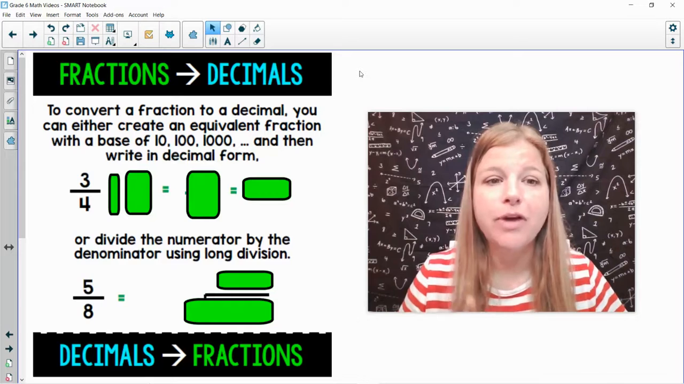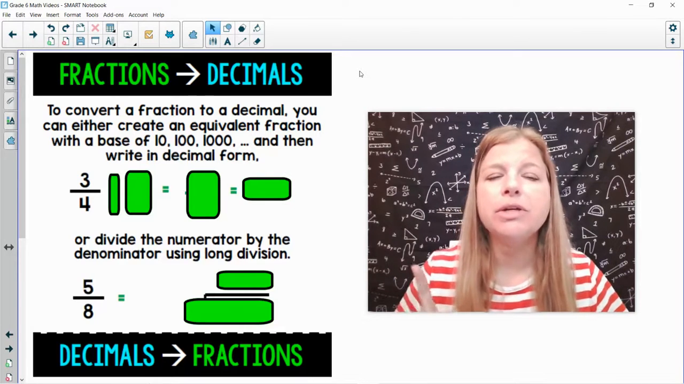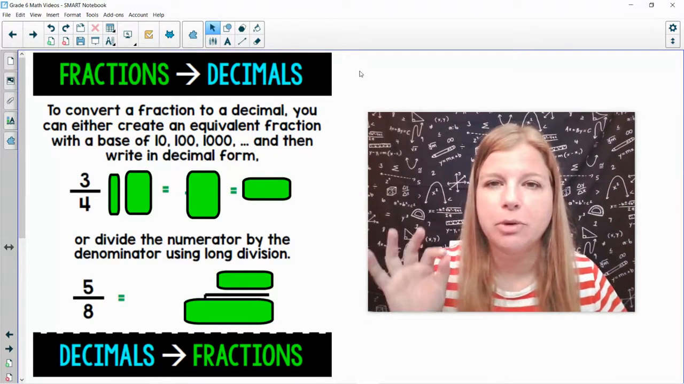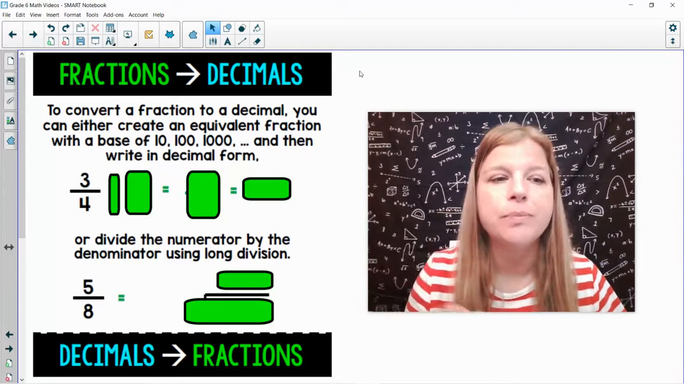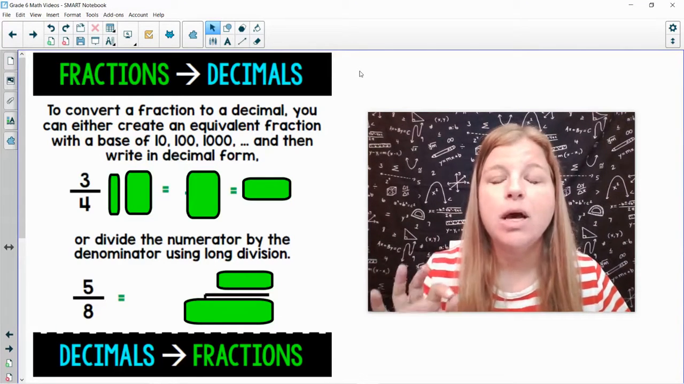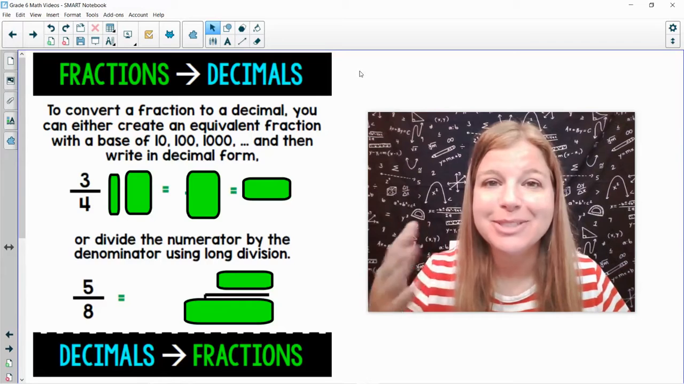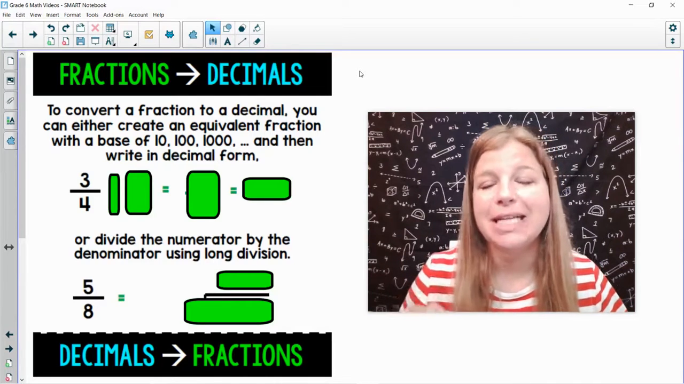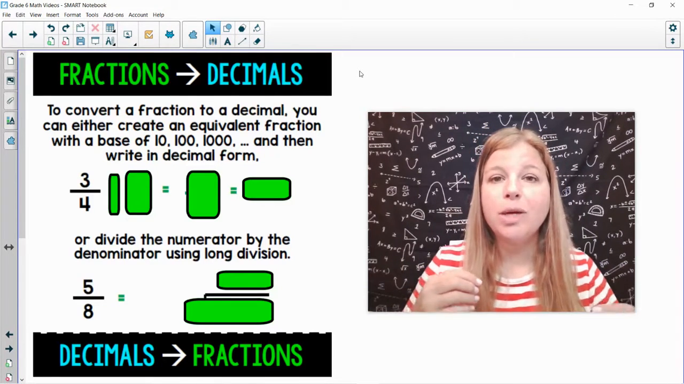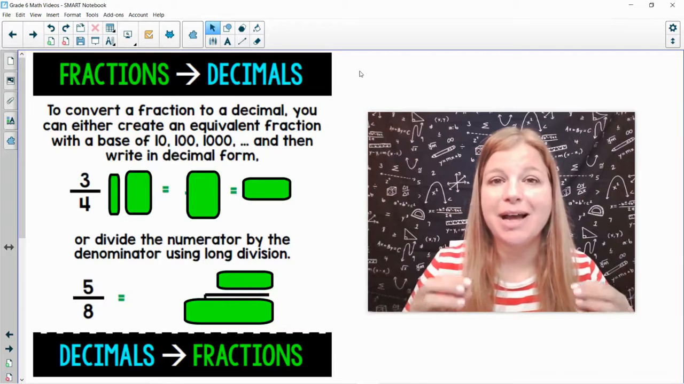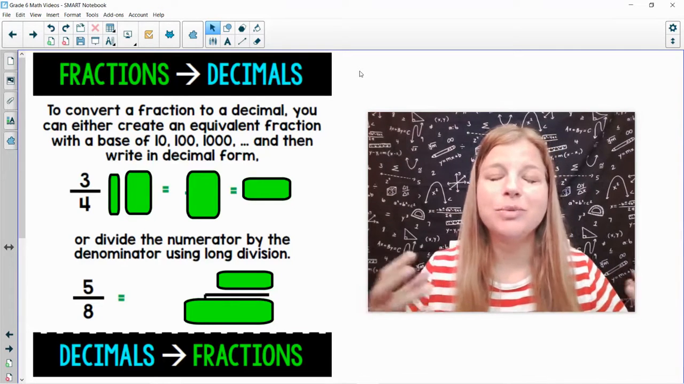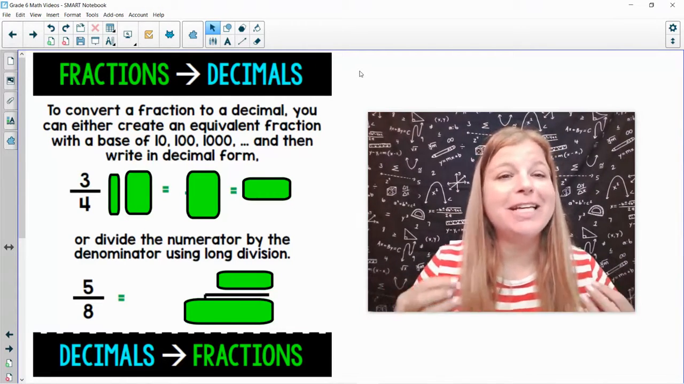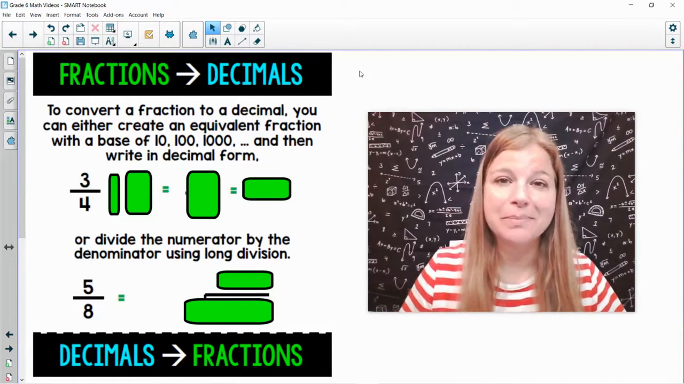It says to convert a fraction to a decimal, you can create an equivalent fraction. Remember, equivalent means it's of equal value, with a base of 10, 100, 1000, or so on, and then write in decimal form. So we want to rewrite these fractions with denominators of 10, 100, 1000, because those are very easy to then put in decimal form.